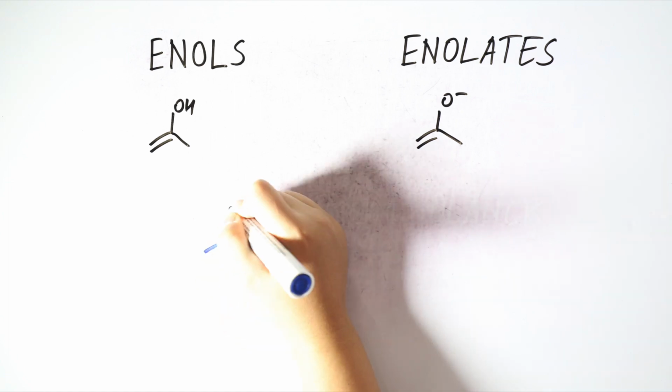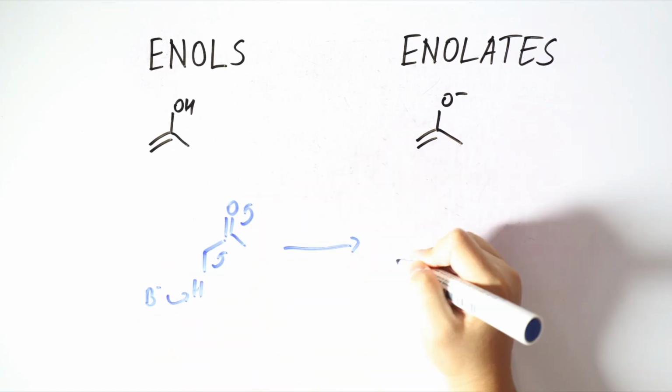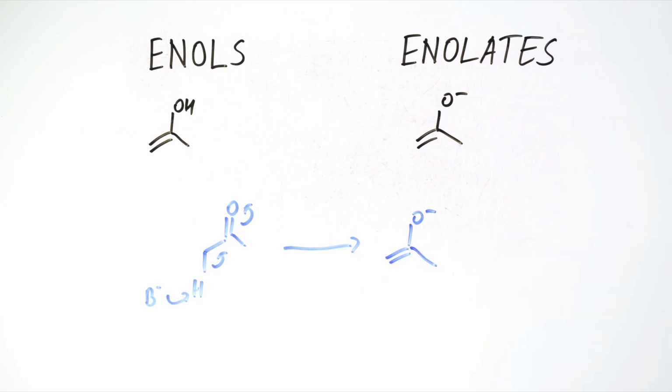Enolates usually form when an alpha hydrogen of a carbonyl group is removed. These enolates are a way to form carbon-carbon bonds from carbonyl compounds.